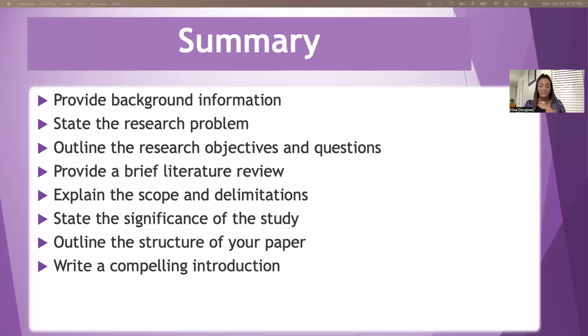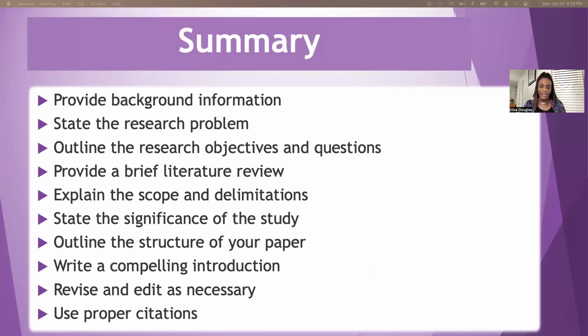And then you need to write a compelling introduction that grabs readers' attention and lets them stay on your paper and continue to read your paper from start to finish. And of course, you want to revise and make any necessary edits to your paper. You should also ensure that you use proper citations and stay focused, okay? By following these guidelines, these detailed steps, you'll be well equipped to write a compelling and effective introduction chapter for your dissertation or your thesis paper.